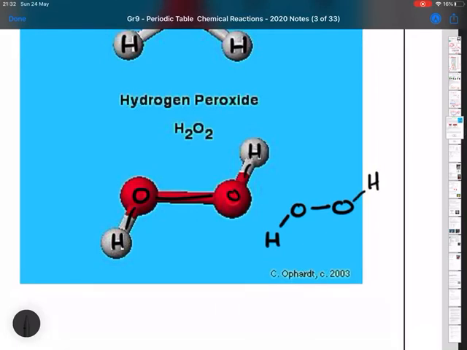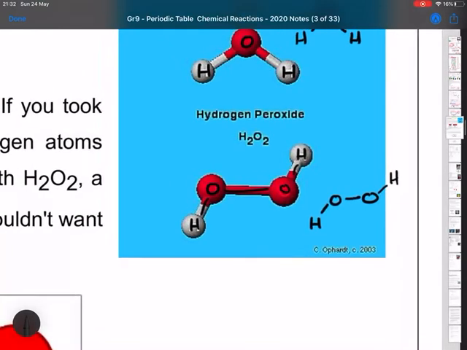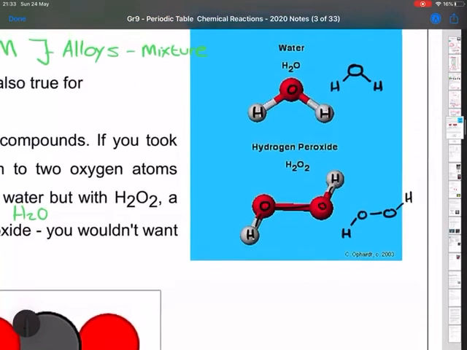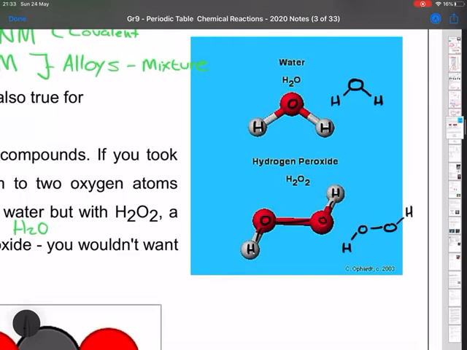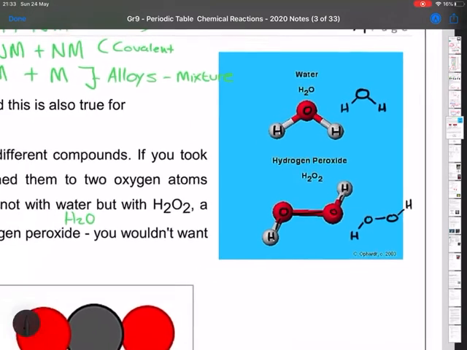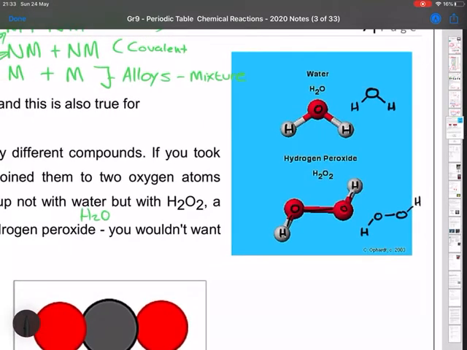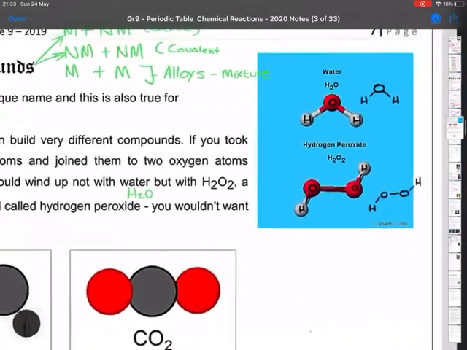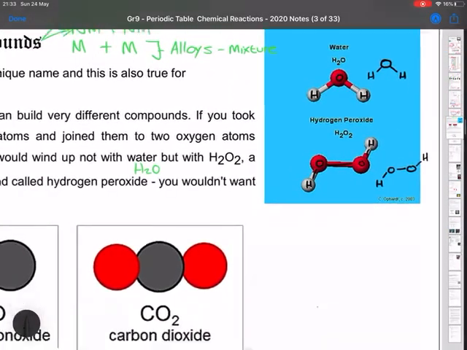And hydrogen peroxide is a really dangerous compound. Used to bleach your hair, not to drink, whereas water is quite safe to drink. So even though both compounds are made up of hydrogen and oxygen, the ratio that the elements are combined in is very different, and that has an effect on the properties of the material and also its name. So water versus hydrogen peroxide.